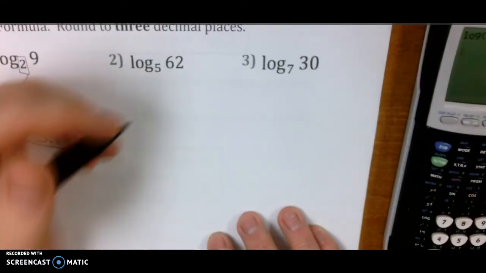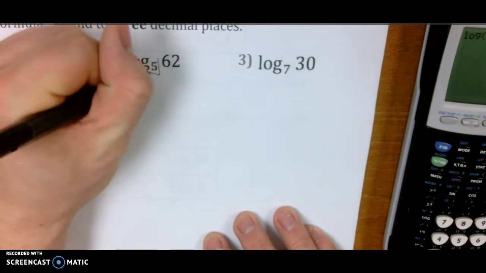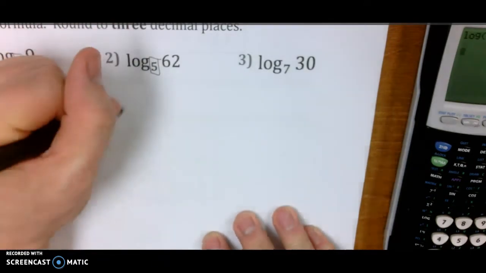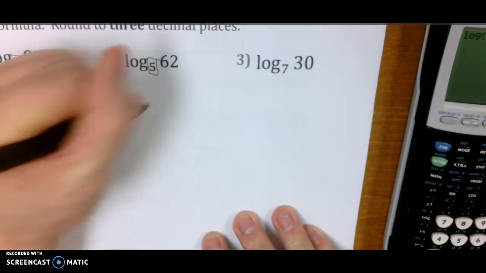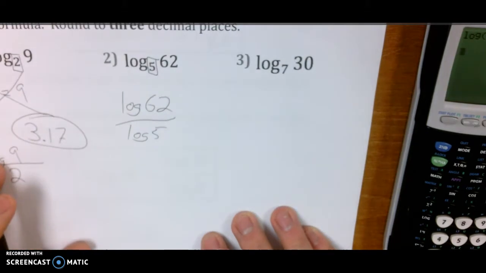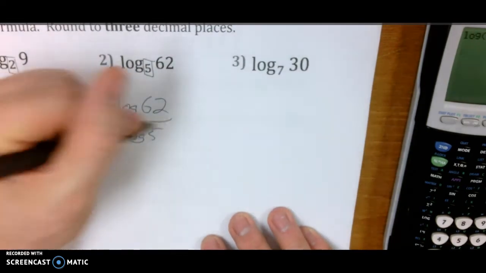Number 2 says log base 5 of 62. 5 to what power is 62? I don't know. So we would do the change of base formula. Log 62 divided by log 5. Straight to the calculator and evaluate.